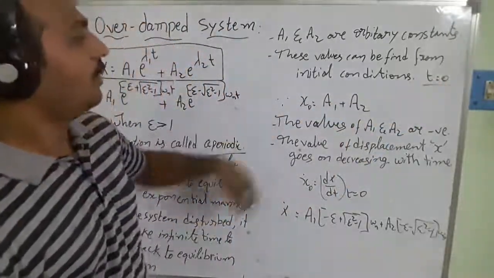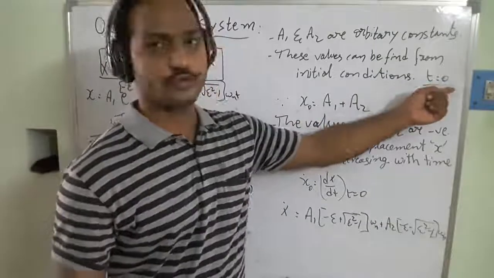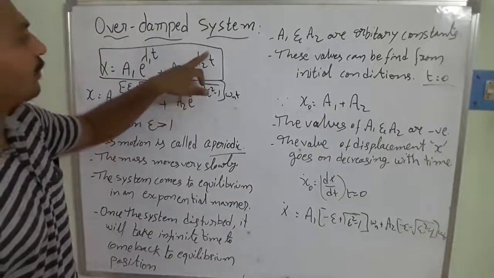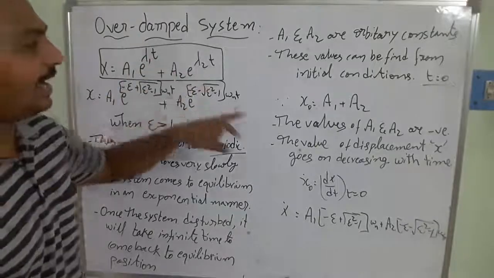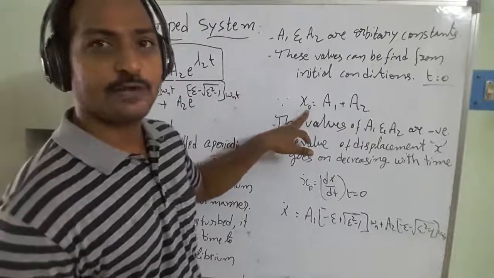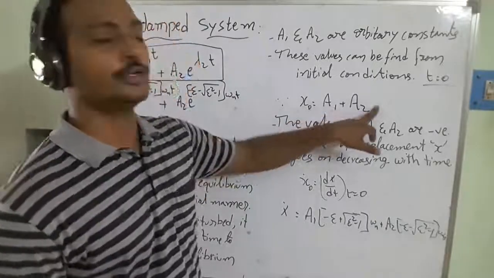If I substitute t equal to 0 in this particular equation, then e to the power of 0 and e to the power of 0 are both 1. Finally we get the initial condition of the displacement of the system, which is equal to a1 plus a2, right?